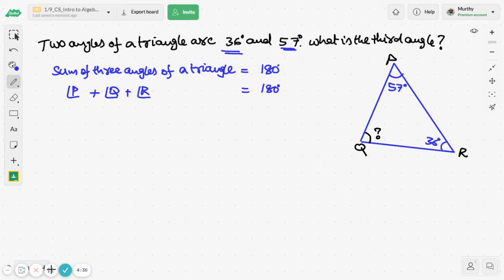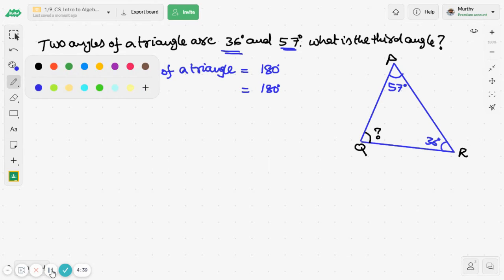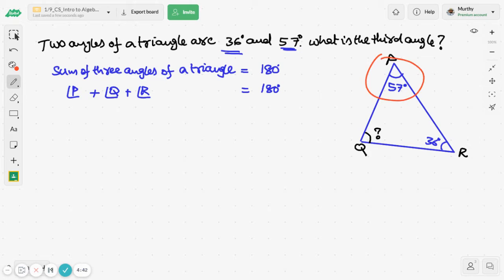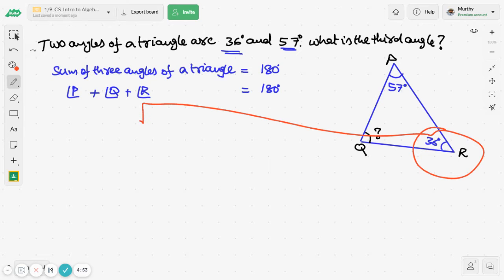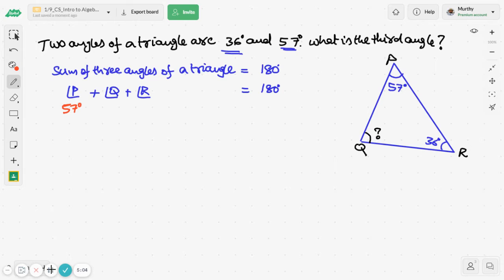So here, I know that the value of P is 57 degrees, that is to be copied here. And next, angle R is given as 36 degrees. That value is to be copied here. Therefore, angle P equals 57 degrees and angle R is 36 degrees, and we don't know the value of angle Q. Okay, and let's follow these steps.